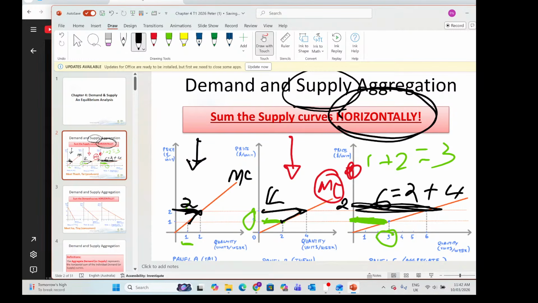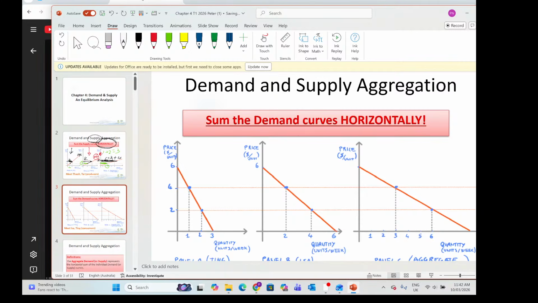So the market supply is made up of the individual supply curves. Not all supply curves are the same. Different suppliers will have different supply curves, but the market supply is the total of all the individuals together. When we go down to the next line, it's the same concept. So you can see, let's pick the low price at $2.